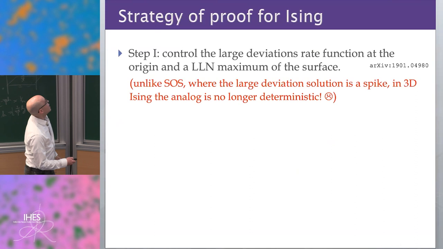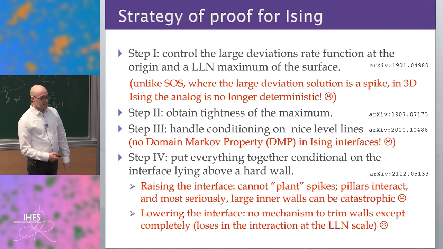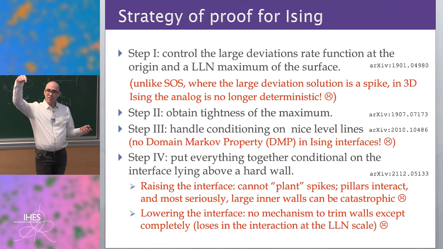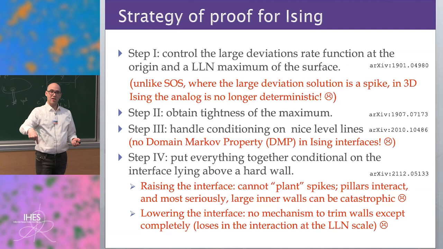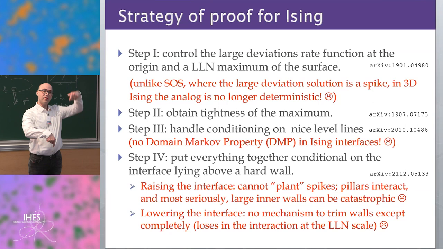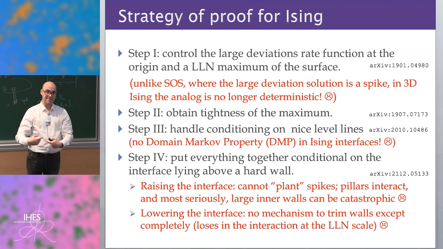And this slide in Ising sort of says that everything goes wrong. When we started, there was no notion of just sticking a spike. We don't know what the actual thing should be that achieves the large deviation maximum. Once we do, it's going to be random, so we can't really stick it in. And even if we could, the spikes would clash with one another, and the cluster expansion around them would kill us. And then there's no domain Markov property, which we used.